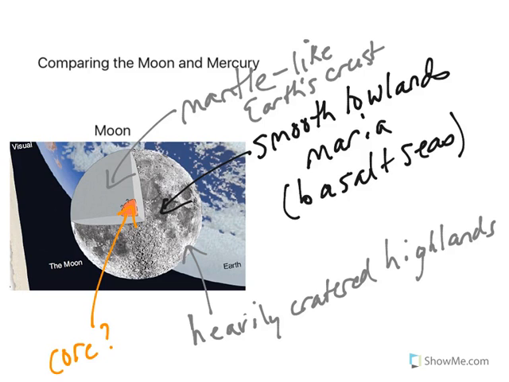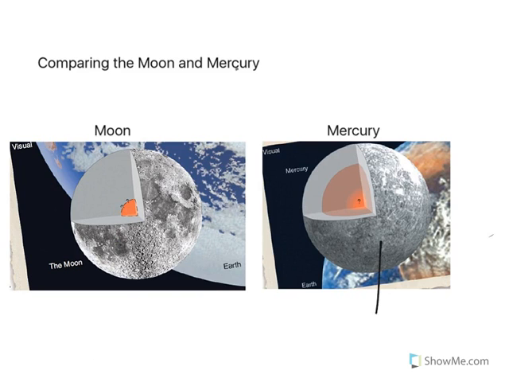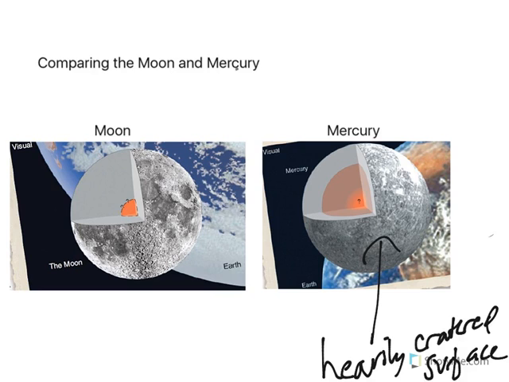Let's compare Mercury with the moon. When we look at Mercury, we also see a very heavily cratered surface, something very similar to the highlands on the moon. Apparently, both the moon and Mercury suffered large impacts.